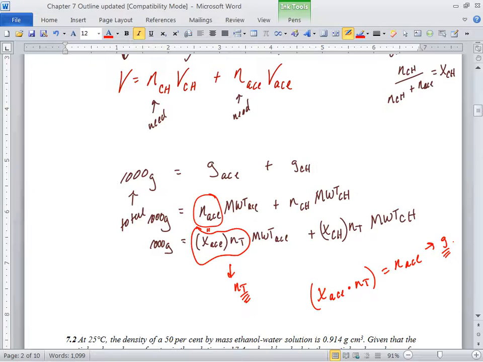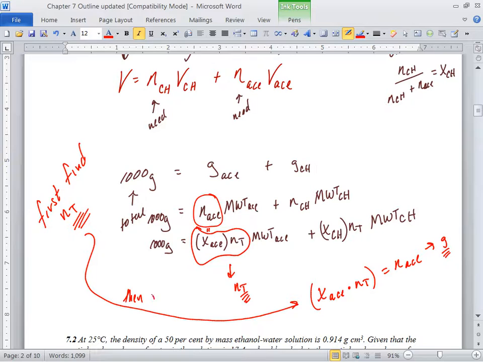Oh, man. So it's confusing because it's really 2 steps. First, find the total moles. That's how I did it. First, find NT. And then once you find NT, then find the grams. Then find the number of grams of each. Oh, maybe there's an easier way to do that.